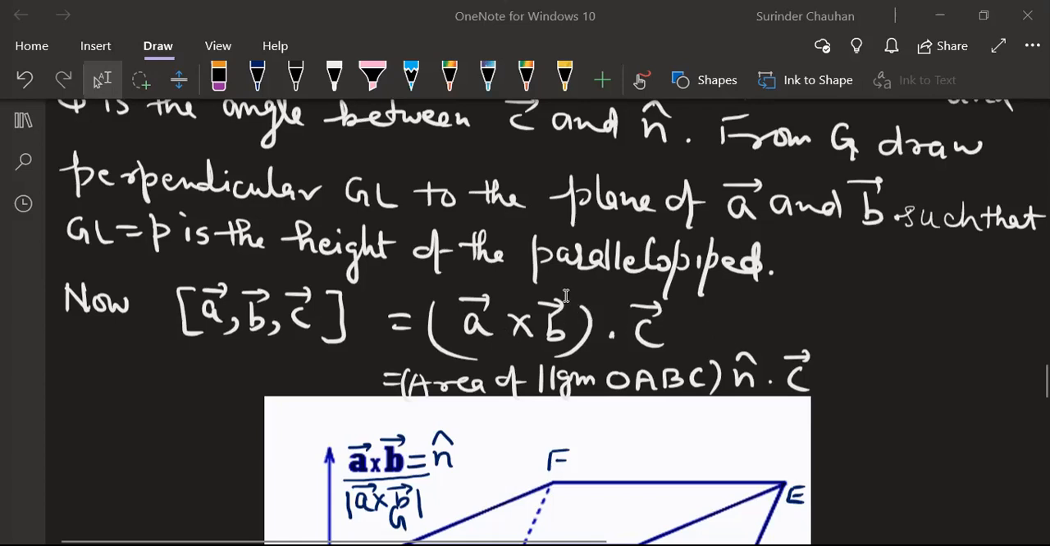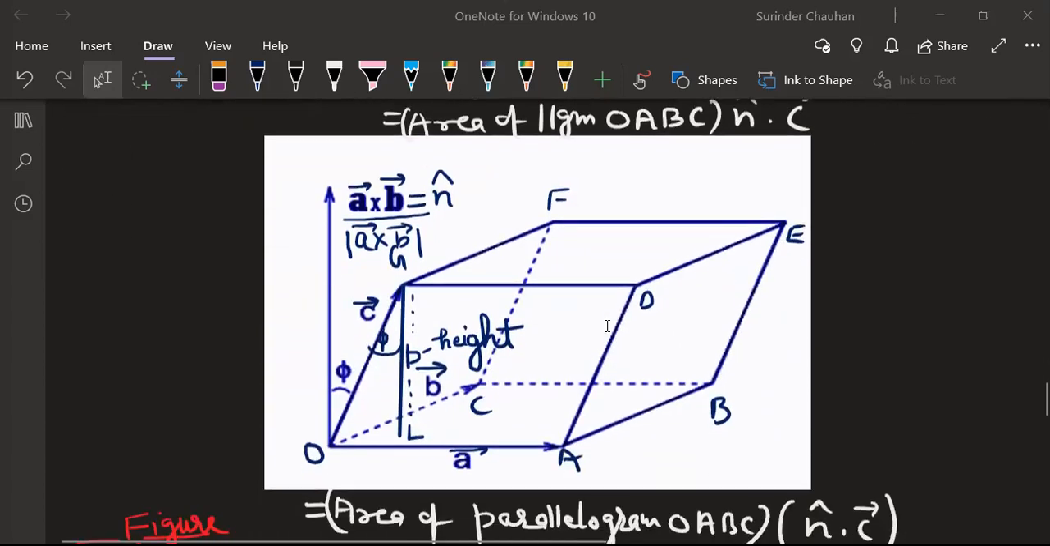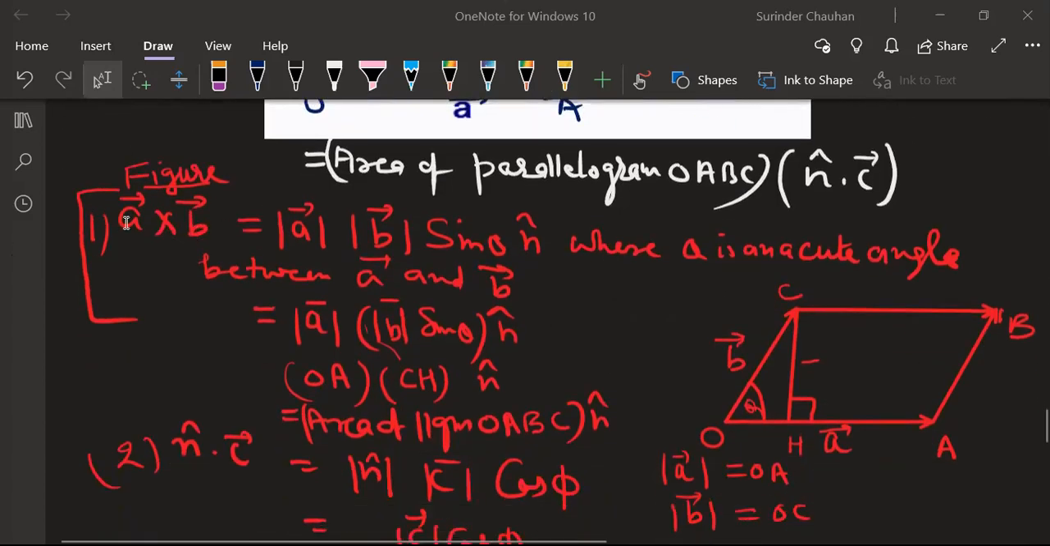Now, let us find vector A cross vector B. By the definition of cross product, A cross B is equal to magnitude A times magnitude B sin theta into unit vector n, which is perpendicular to the plane of vector A and vector B, and theta is the acute angle between vector A and vector B, right? So this is again equal to A into B sin theta into vector n.